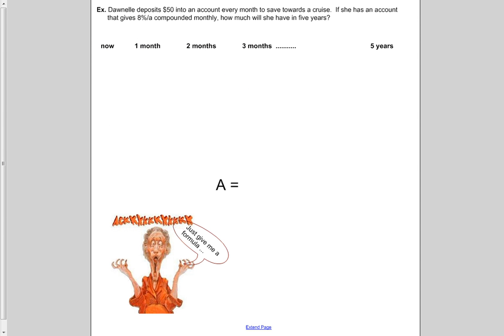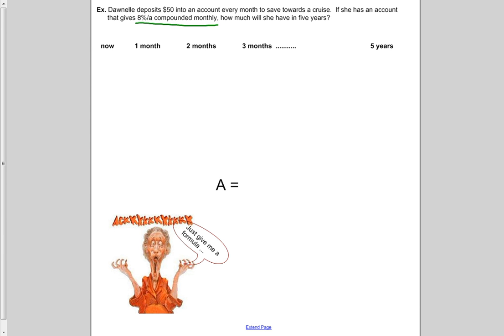Let's have a look at Donnell. Donnell is depositing $50 into an account every month to save towards a cruise. If she has an account that gives 8% per annum, compounded monthly, how much will she have in 5 years?